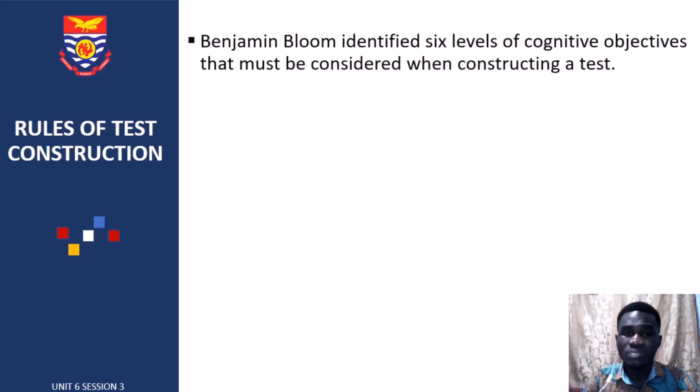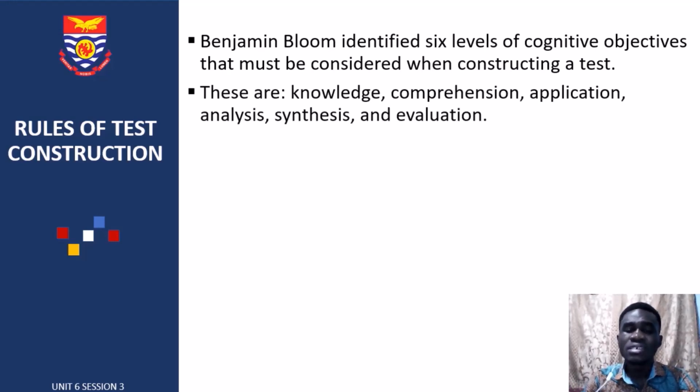Whenever we are writing objectives, you realize that to write an objective is very easy, but to evaluate the achievement is where the problem is, as to whether the objective has really been achieved. Because of that, Benjamin Bloom identifies 6 levels of cognitive objectives that must be considered whenever a teacher is constructing a test. And these 6 levels is what we basically call Bloom's taxonomy.